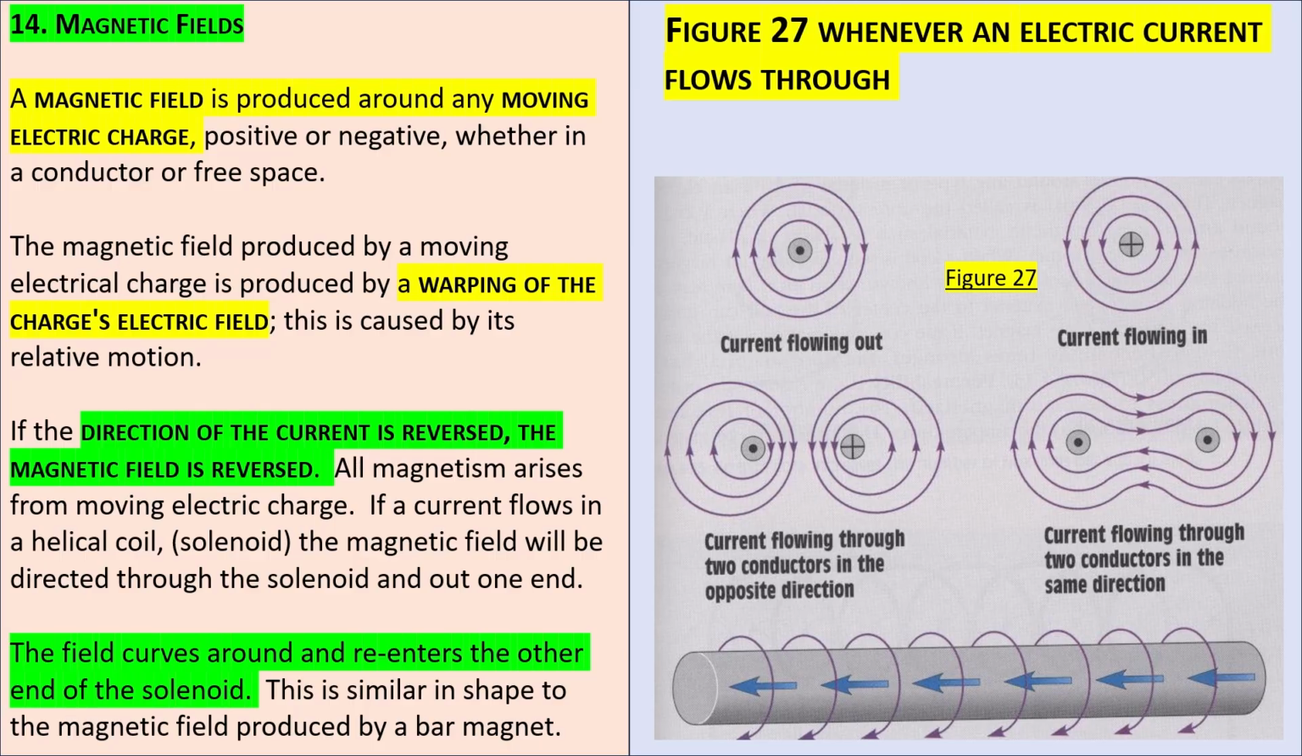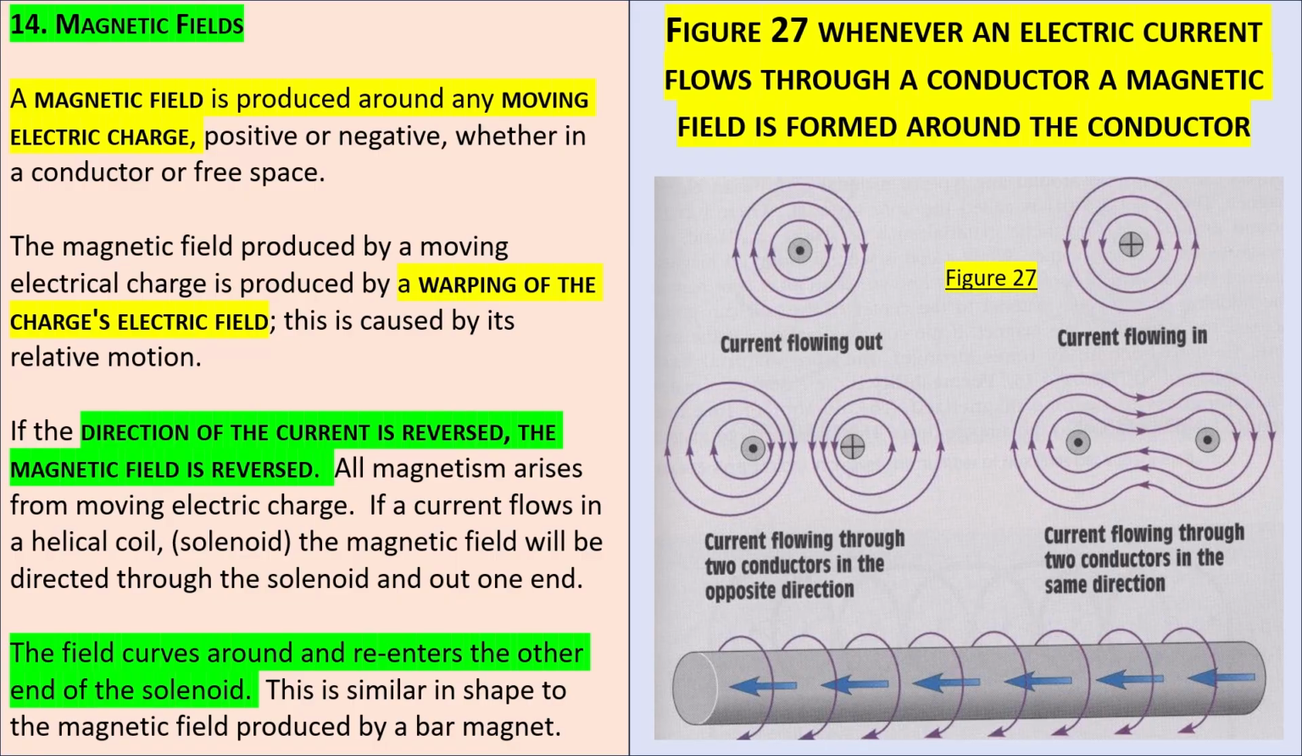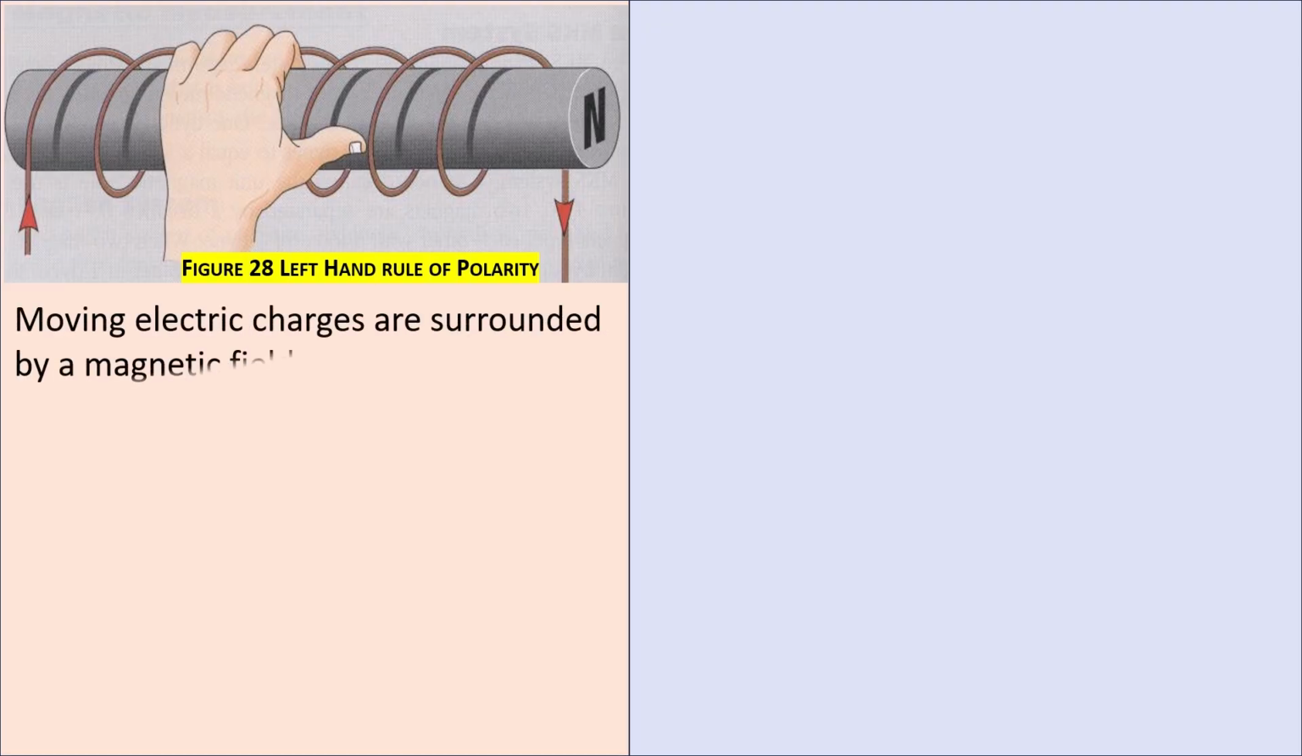Figure 27. Whenever an electric current flows through a conductor, a magnetic field is formed around the conductor. Figure 28. Left-hand rule of polarity. Moving electric charges are surrounded by a magnetic field, and magnetic fields interact with magnets.